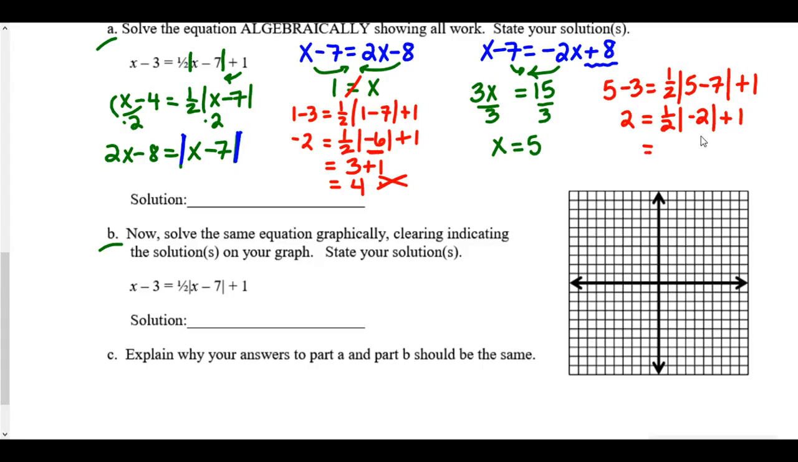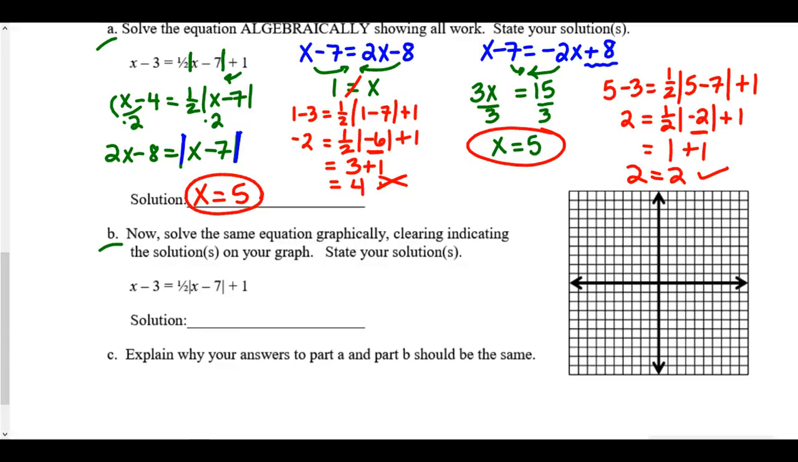So now I have 1/2 the absolute value of negative 2. The absolute value of negative 2 is positive 2. Half of that is 1. So now I have 1 plus 1 on the right. 2 is equal to 2. X equals 5 looks like my only answer. So I'm going to write that in the spot for the solution.